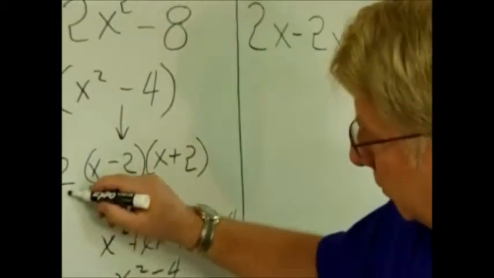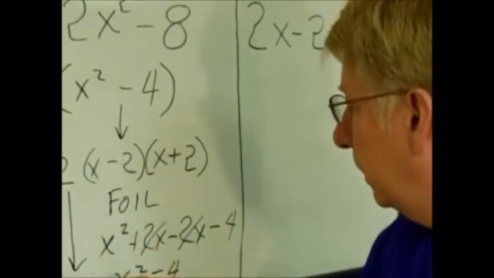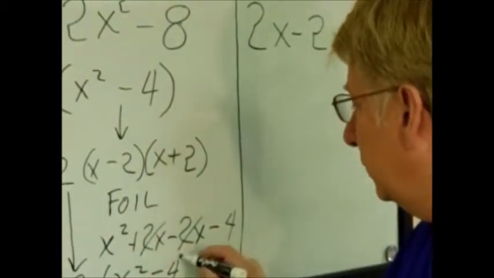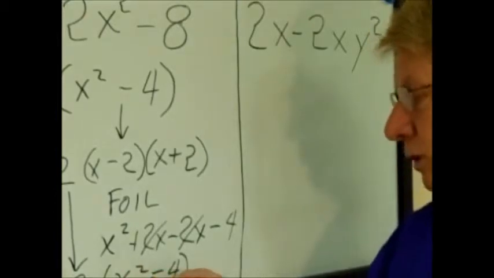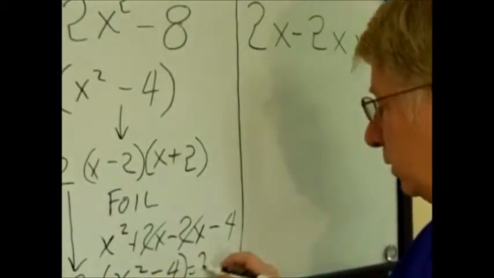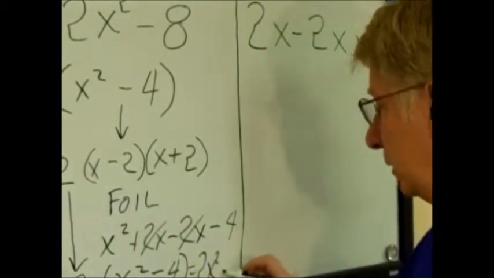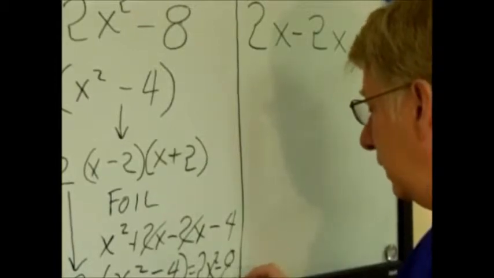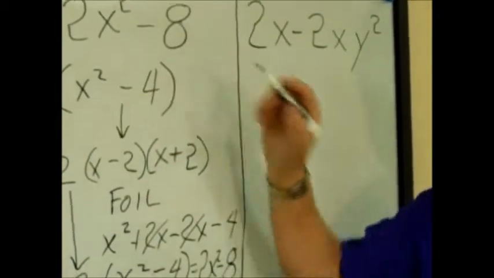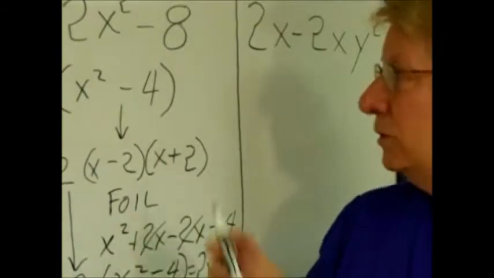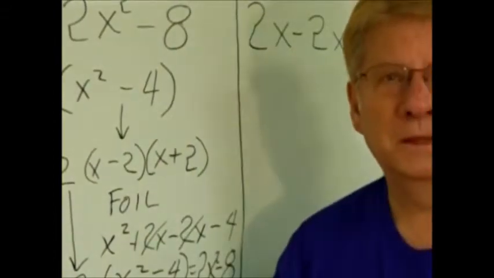Of course, we got to carry the greatest common factor down, because we still have that to deal with. So if we take the 2 times that expression, we end up with 2x squared minus 8, which happens to be the expression we started out with. So yes, indeed, this method does work.